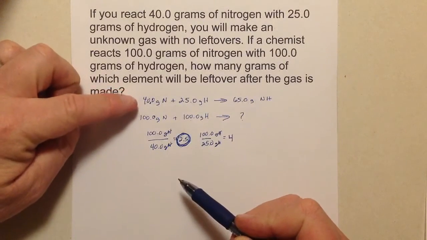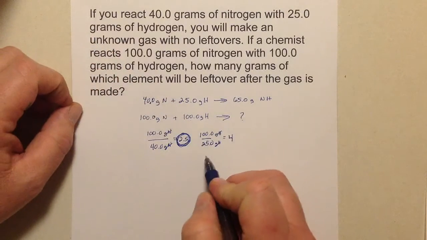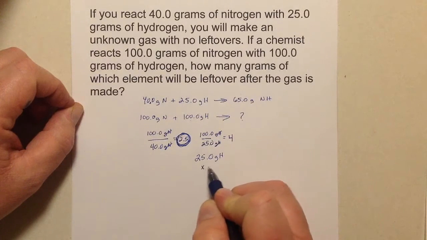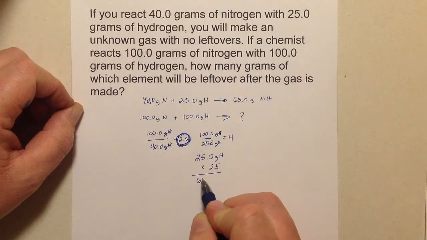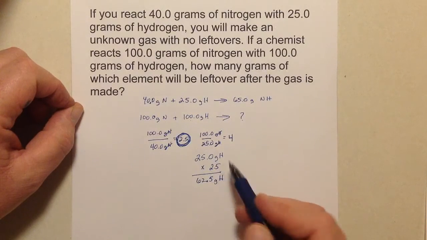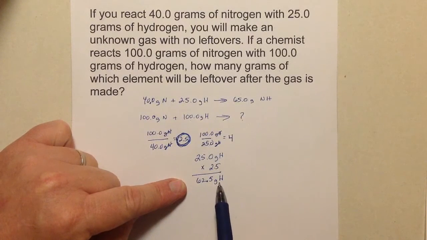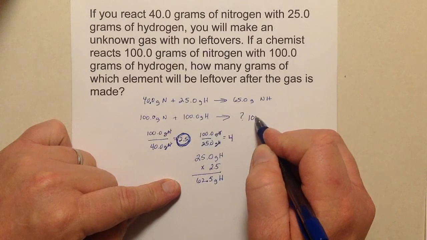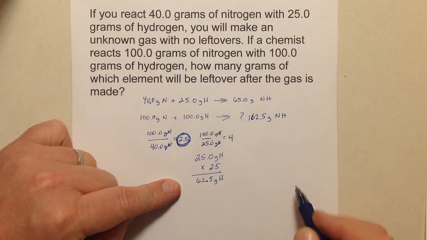So we know that 100 is 2.5 times 40. We have to find what 2.5 times 25 grams is, so let's do 25.0 grams hydrogen times 2.5, and that's going to give us an answer that is 62.5 grams of hydrogen. Now, that means we'd have to add 100 grams of nitrogen, 62.5 grams of hydrogen, and of course we can then figure out that that would mean we would have 162.5 grams of our nitrogen hydrogen gas.